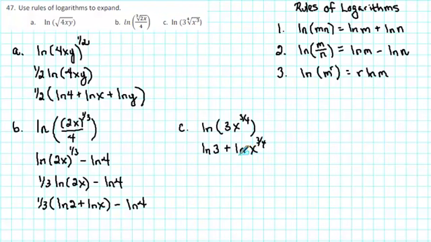The second term is the logarithm of a power, so we'll write that as the exponent 3/4 times the logarithm of the base x. So our final answer for part C is the logarithm of 3 plus 3/4 times the logarithm of x.